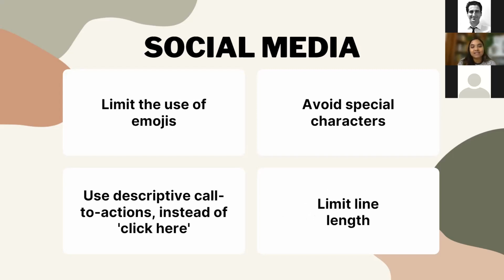Next, limit the use of emojis and avoid special characters. Again, these could be hard or create breaks when people are using screen readers, for example. So unless you really want to use them, limiting their use is generally a better practice for accessibility. When you're using calls to action, the suggestion is to use more descriptive calls to action rather than "click here": sign up for this study, register for free, or subscribe to this newsletter. Those are good ways to use descriptive calls to action. Limiting line length, or reducing how long your sentences appear online, can also help with accessibility.